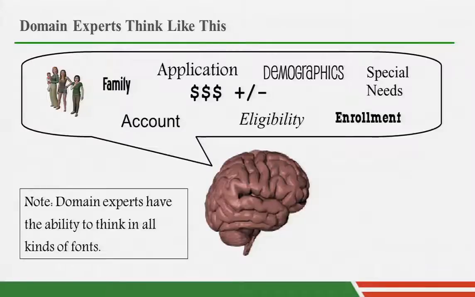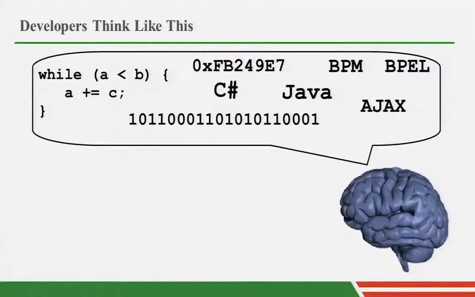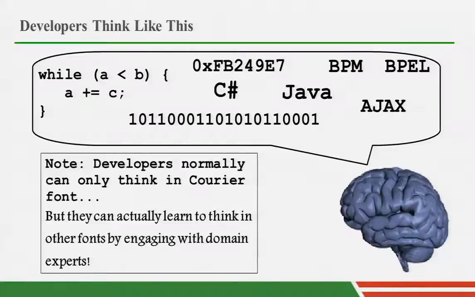Did you notice that? Whereas when we come over here to us, if we're not helped a little bit by domain experts, we actually only think in Courier. Courier New, to be exact. And we're concerned about the loops and the binary, and we like cool things like AJAX and BPEL, and I probably don't even have the most modern acronyms up there of the things that we're interested in, but this is kind of how we think. And so we can actually learn to think in multiple fonts, but we have to engage with domain experts to do that. And this is how it happens.